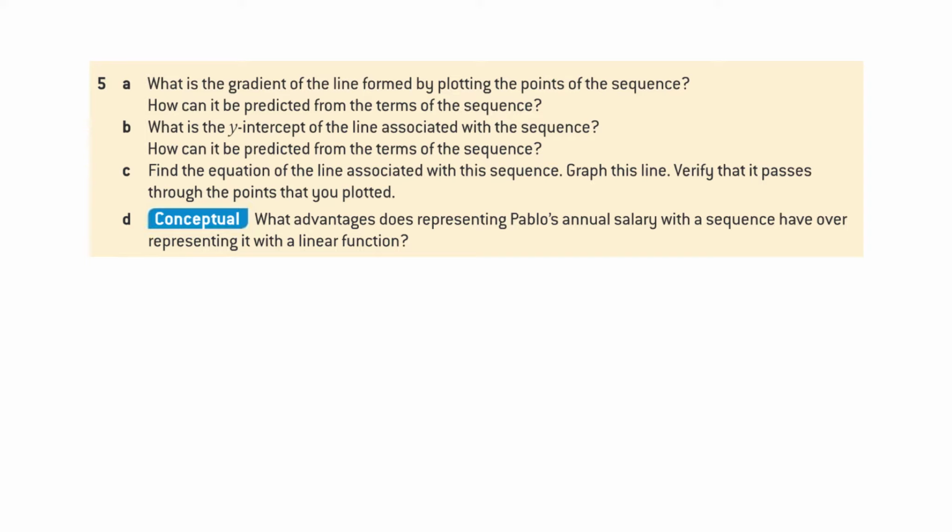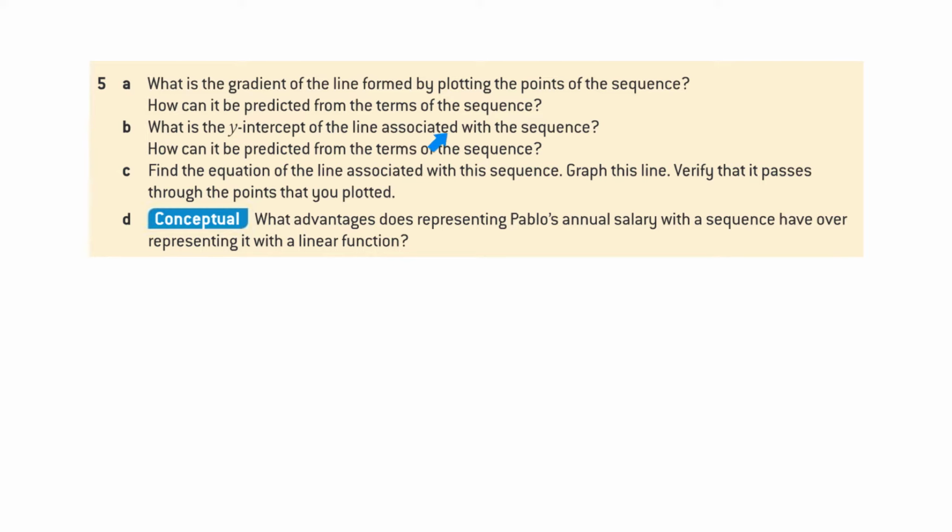Well, the gradient was 900 because, remember, on the independent axis, the x-axis, we had the years or the terms. So we had 1, 2, 3, 4, 5. And on the vertical axis, the dependent variable, which was the salary, for every movement to the right it was increasing by 900. And the slope is rise over run, so it's 900 divided by 1. So the gradient was 900. How can it be predicted from the terms of the sequence? Well, the constant increase or decrease is the gradient.